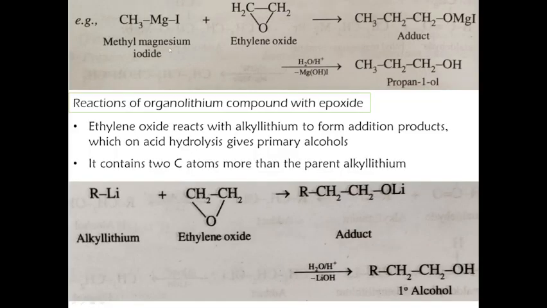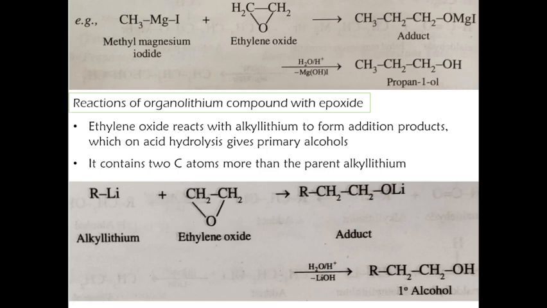Now if you take an example, methyl magnesium iodide CH3MgI. So here actually what happens is CH3 minus is attacking this carbon atom, and then this shifts here, and the rest of this part, the minus part, will take up MgI. Okay, so we get CH3 CH2 CH2 O MgI. So this is an adduct, and on hydrolysis, the O MgI part will become an alcohol. Okay, so CH3 CH2 CH2 OH. So this is propanol.